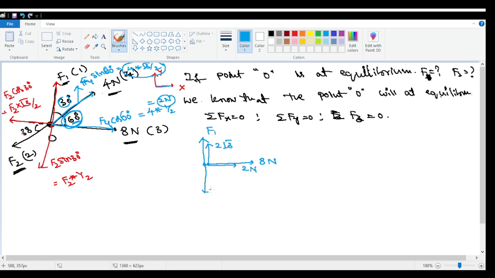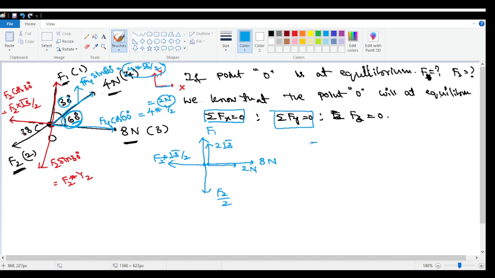Now, come to the downward direction, how many forces are acting? Only one force is acting, F2 divided by 2. Now, come to this direction, how many forces are acting? Only one force is acting, that is F2 into root 3 by 2. As per the condition, the sum of all forces along the x direction must be 0, and the sum of all forces along the y direction must be 0. So, use this concept, you can easily solve this one.